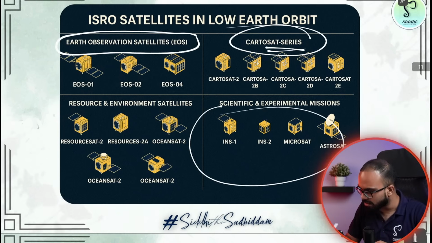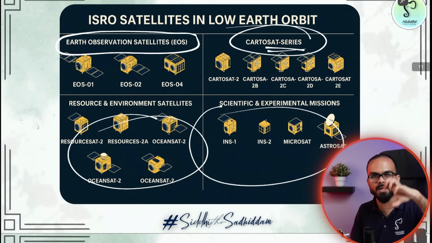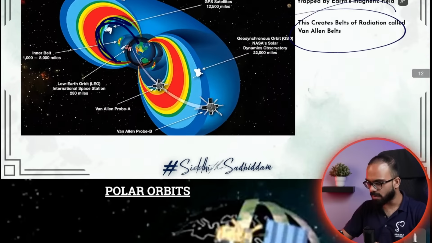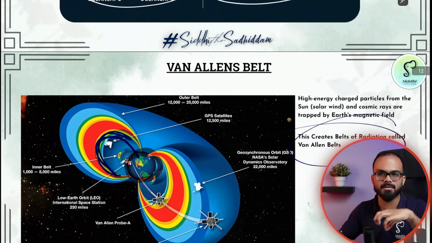Then you have INSAT, you have ResourceSat. All these are satellites that are observing the Earth's surface. So such orbits, such satellites are placed in low Earth orbits. Do you have any questions till now?